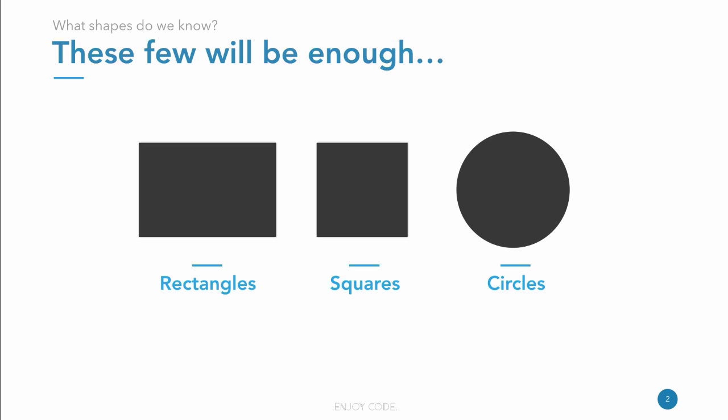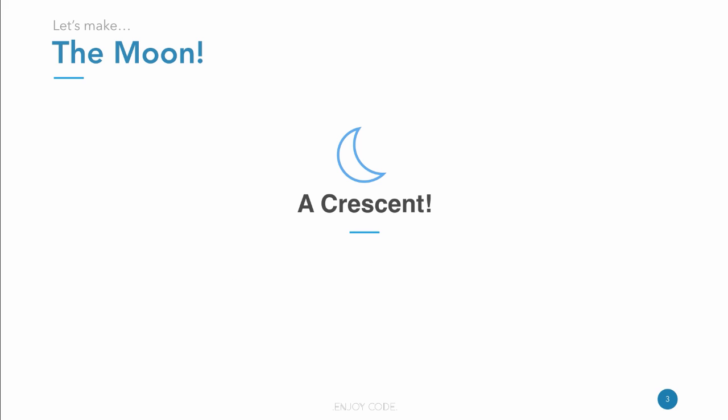The rectangle, the special rectangle, that's a square, and the circle alone will be enough to already make some things. The moon, which, in our case, is going to be a crescent. Of course, if it's a full moon, it's just a circle. So that's pretty easy. But then it might as well just be the sun. Now, depending on the phase, it also could just be a half circle. But we're going to do the crescent because it's pretty iconic.